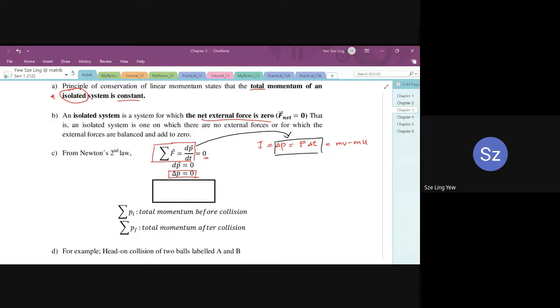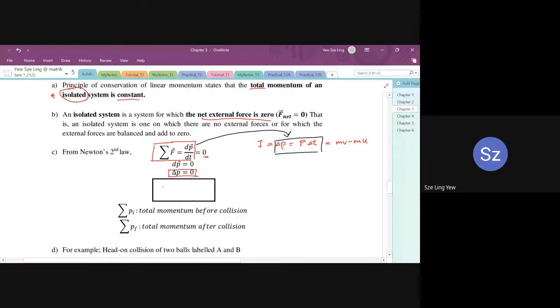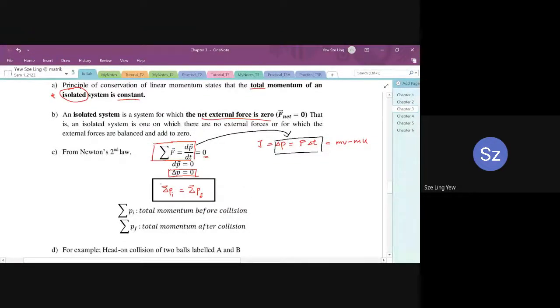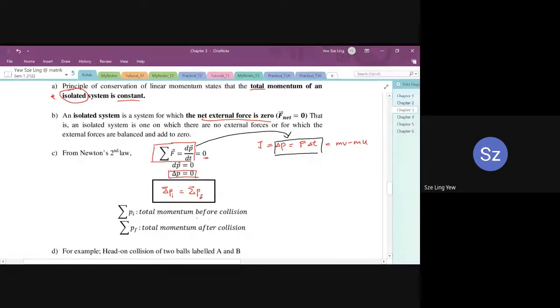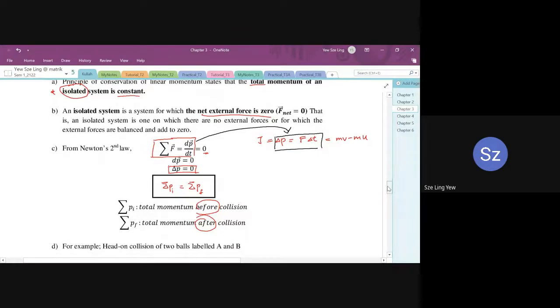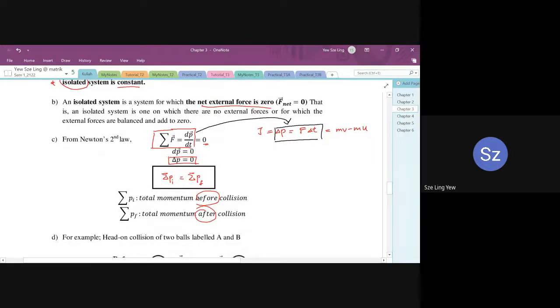So what does it mean? How are we going to write the equation? We can say the total initial momentum P initial is equal to the total momentum in the final state, before collision and after collision. So even though two objects collide with each other, the total momentum of both objects is always constant. So delta P is equal to zero. Therefore, you can rewrite it as total P initial equals total P final.